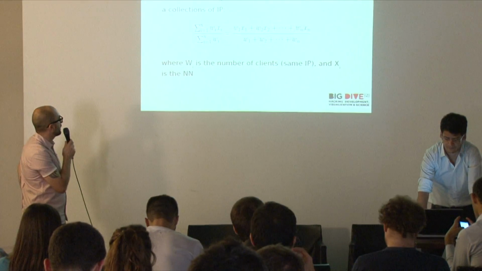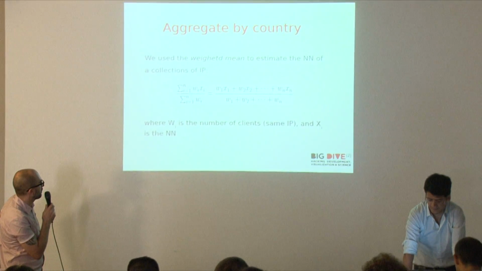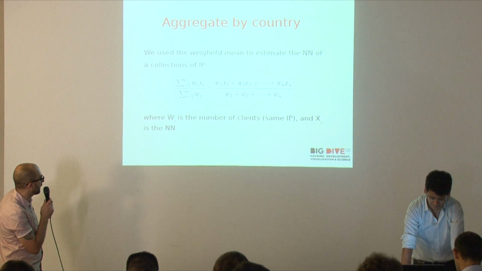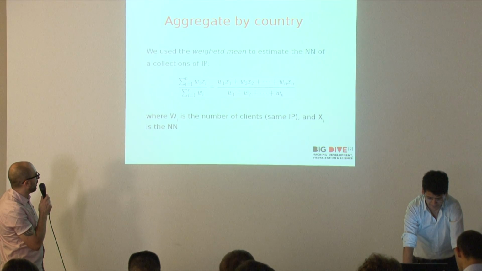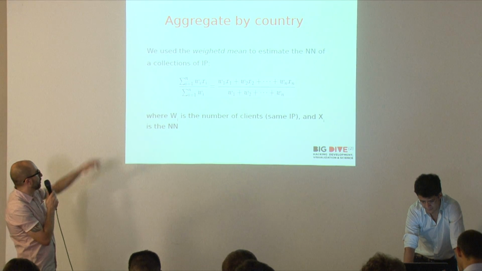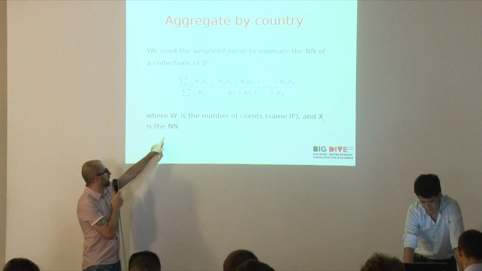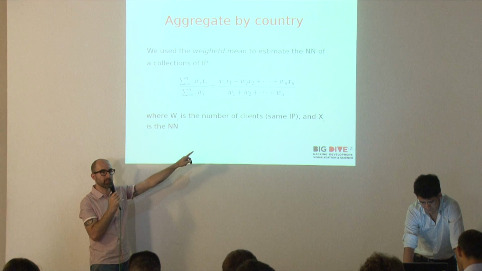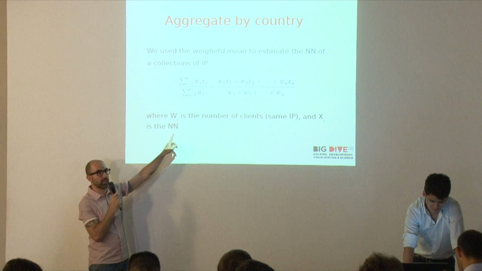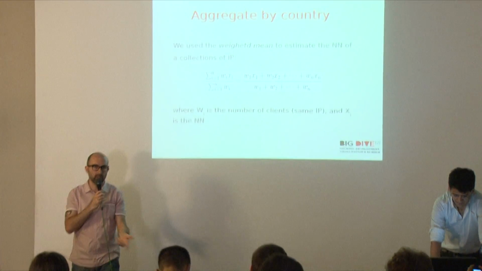And some details about the estimation, because the goal was to aggregate the data. So we basically apply a weighted mean. So basically, for each network neutrality value of each IP address, we count the number of clients. So we did a classic weighted mean in order to be right from a statistical point of view.